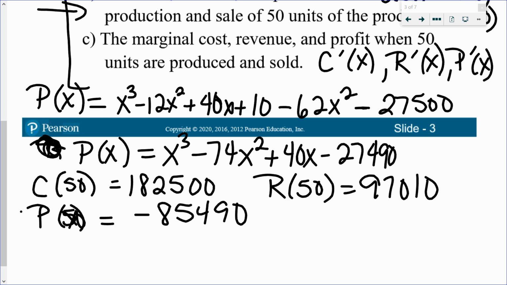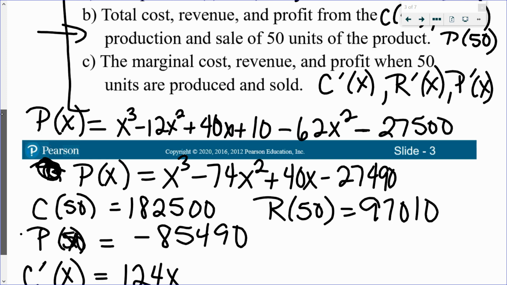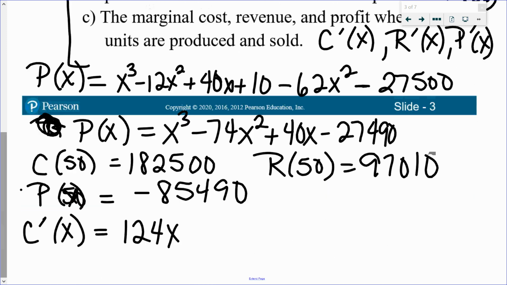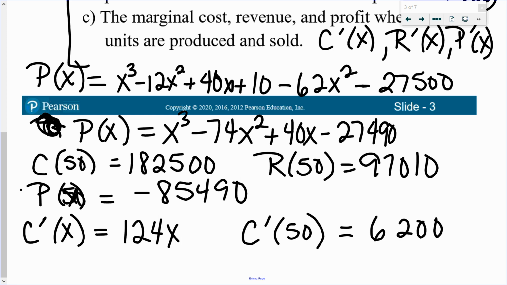Now we need to find C prime. So C prime should be 124x, I believe. Yep, 124x. And if we do C prime of 50, we get 6,200. Okay, that would be the cost associated with just the 50th unit.